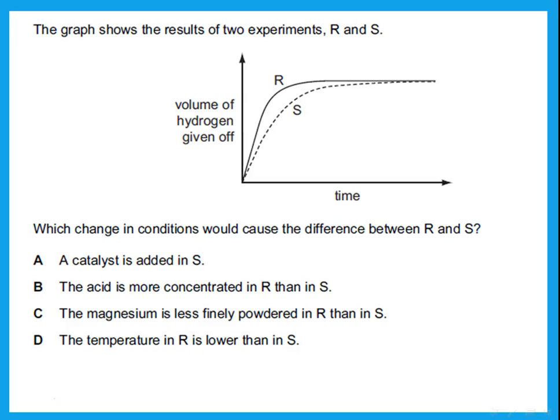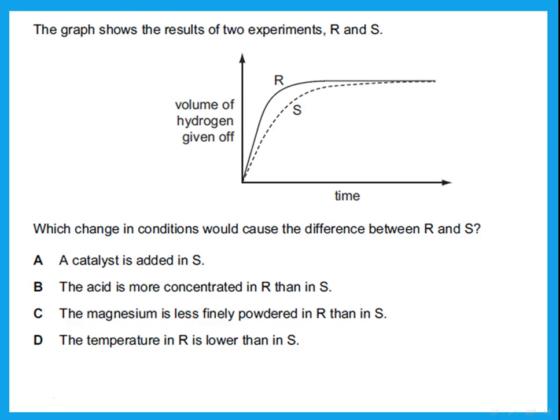Okay, the graph shows the results of two experiments, R and S. Which changing conditions will cause the difference between R and S? Now, the first thing I'm going to ask myself, which one is faster, R or S? Of course, R has the steeper slope, so R is faster. So you want to choose the statement that makes R faster.